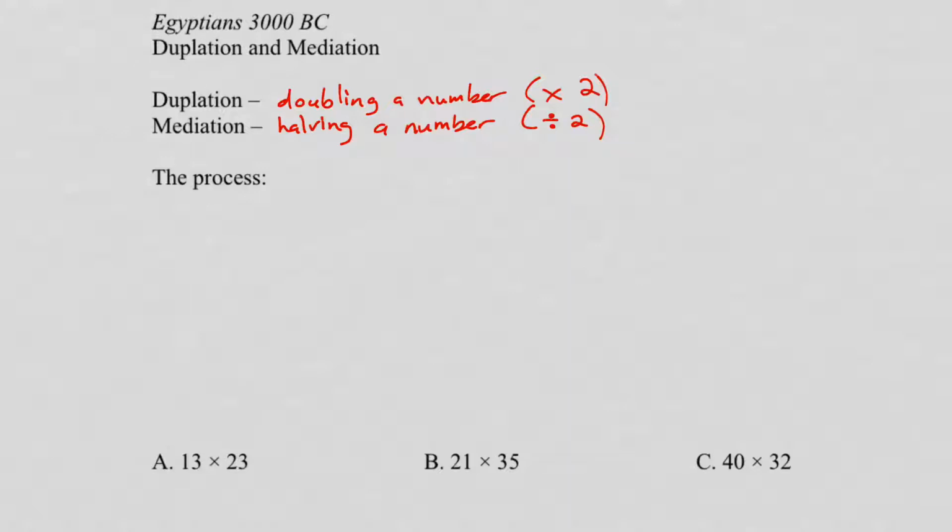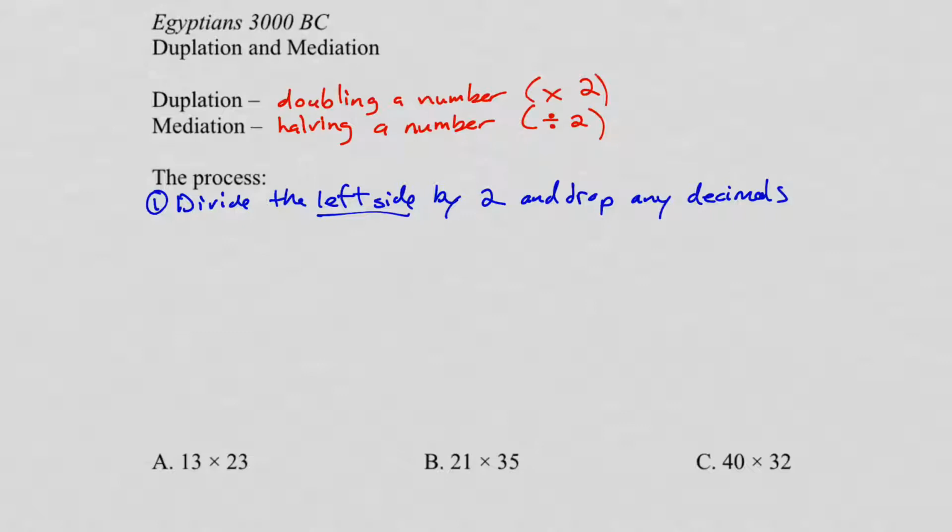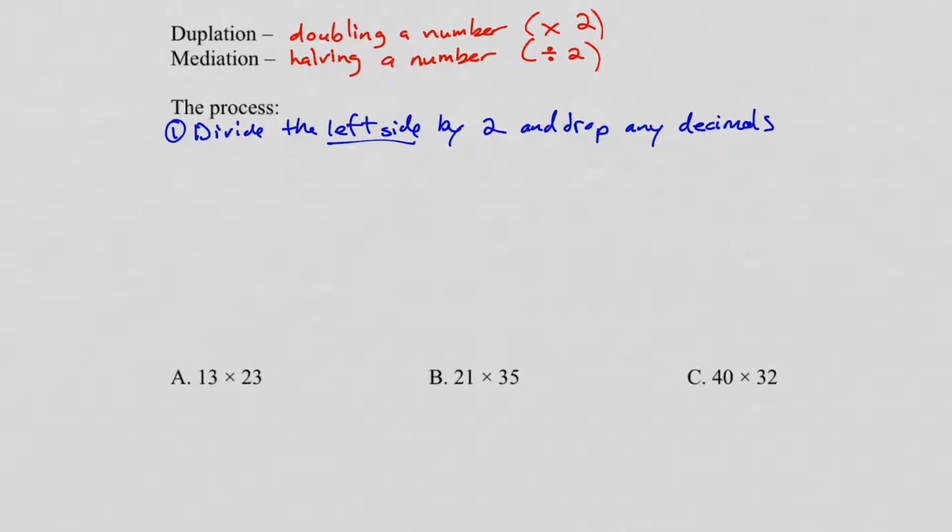So let's take a look at the process for doing duplication and mediation. Number one, you want to divide the left side by 2 and drop any decimals. What do I mean by left side? If you look at the bottom, we have a left and a right. We're about to do this in a minute. So the same numbers we just did in modern multiplication, we're going to do using duplication and mediation.